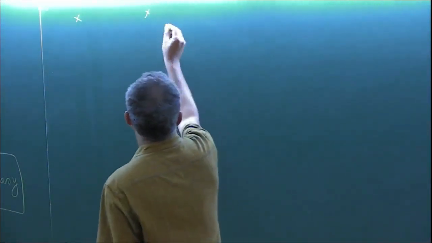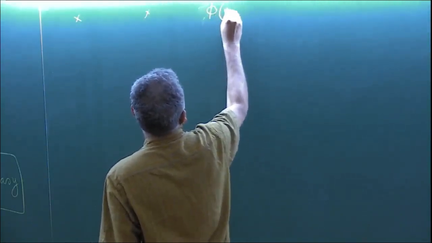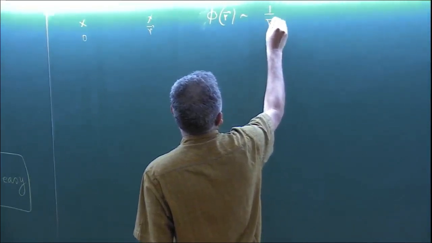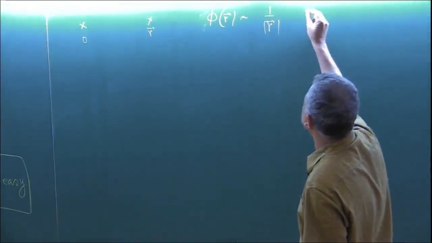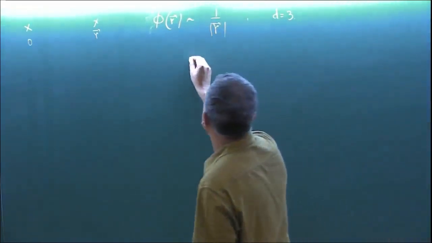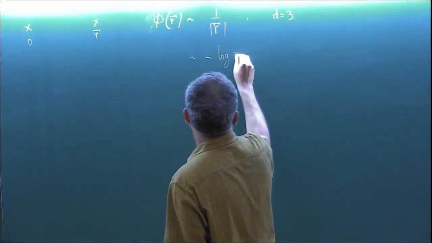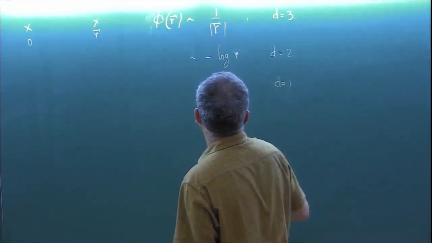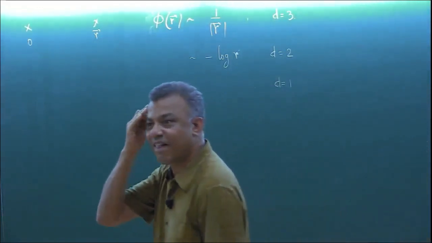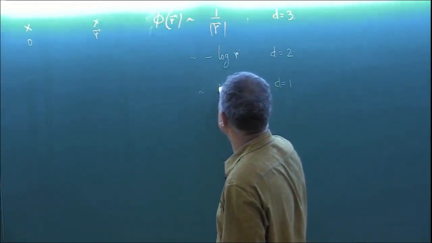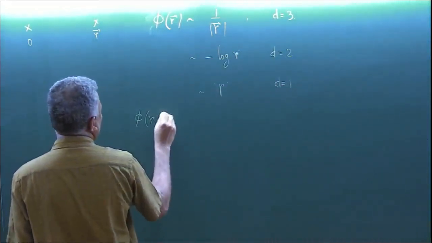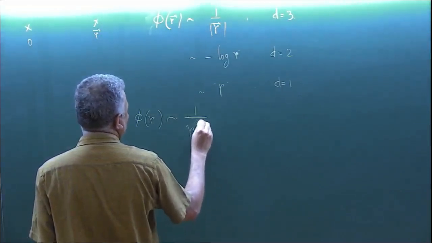Three dimensions. So the potential between, let's say, 0 and r goes like 1 over r, where r means the absolute value of r. And this is the same charge, so it's positive. So this is in d equal to 3. What about d equal to 2? Minus log r. What about d equal to 1? Never seen this? It's linear. And in general, this phi of r goes like 1 over r to the power d minus 2 in d dimensions.